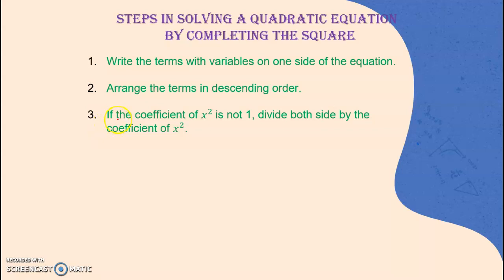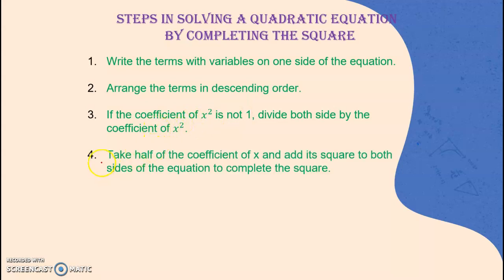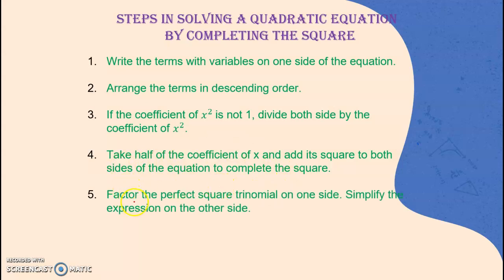And then next is, if the coefficient of x squared is not 1, no, divide both sides by the coefficient of x squared. When you say x squared, the quadratic term, when the coefficient of the quadratic term is not 1, you have to divide it to every term in the equation. Number 4, take half of the coefficient of the linear term, or x, and its square to both sides of the equation to complete the square. So yan, makikita natin paano gagawin yan sa my examples na susunod dito.